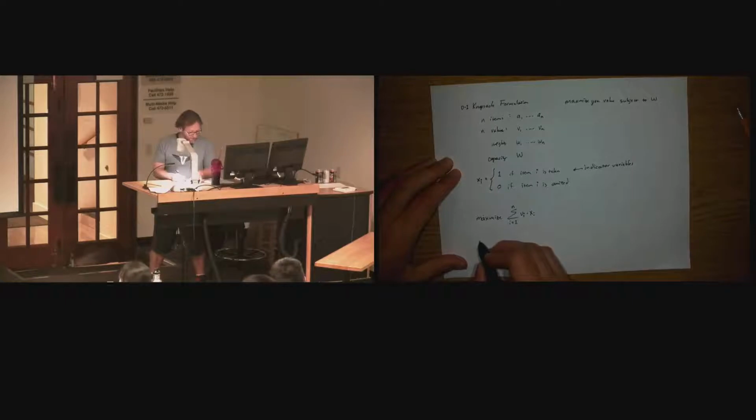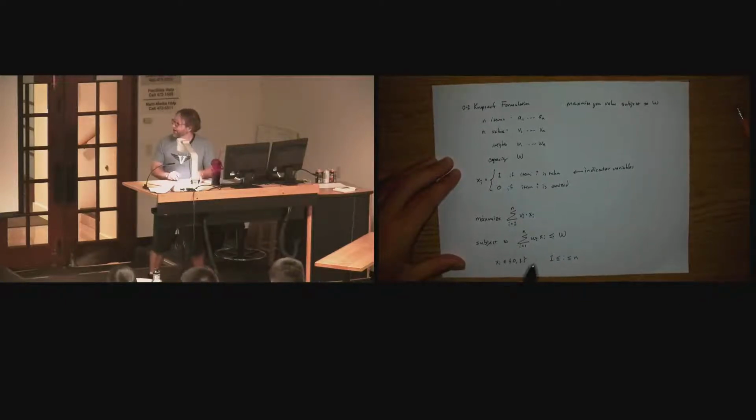Well, what's our constraint here? Subject to, if I sum all the weights multiplied by their indicator variables, that can be no greater than my weight capacity W, for xi being either 0 or 1, and i running from 1 up to n. Right?